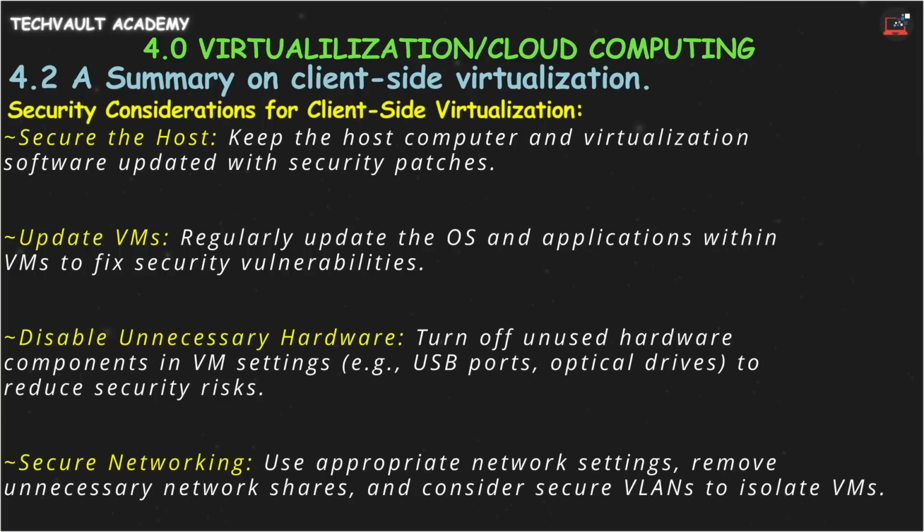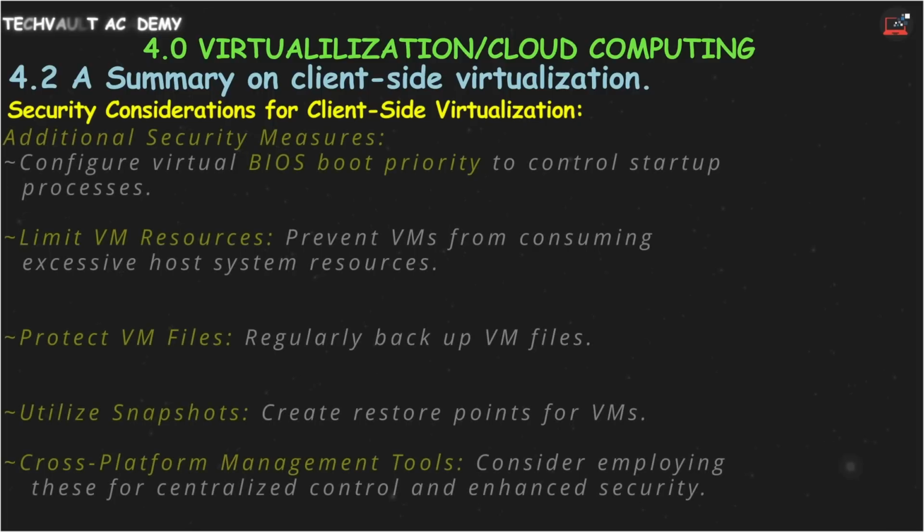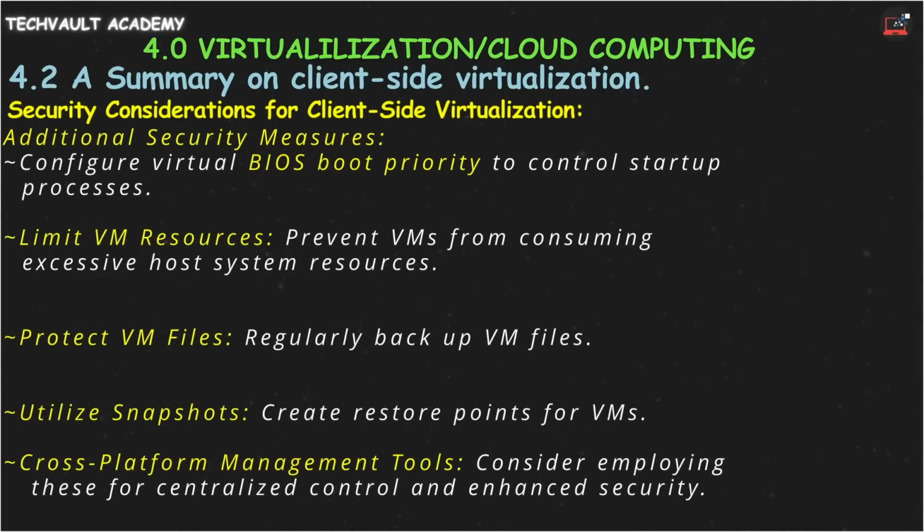Utilize appropriate network connection options, remove unnecessary network shares, and consider creating secure VLANs, virtual local area networks, to isolate VMs. Additional security measures. Configure virtual BIOS boot priority to control startup processes. Limit VM resources to prevent them from consuming excessive host system resources.